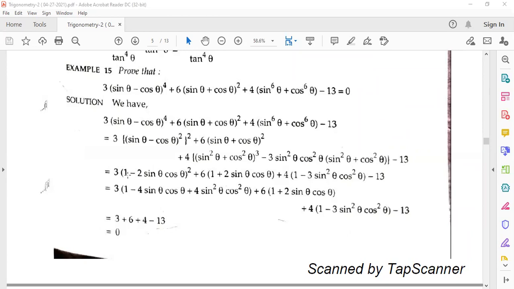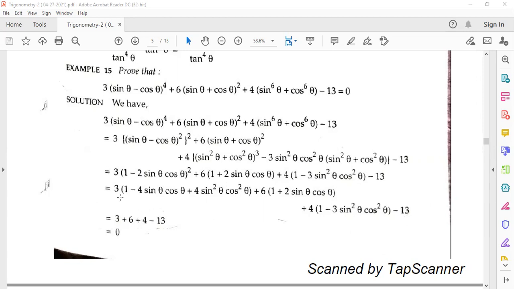So a square, that is 1 square, that is 1 minus 2 into ab, 2 into 1 into 2 sin theta cos theta, that means 4 sin theta cos theta, plus b square means 2 sin theta cos theta whole square, that is 4 sin square theta cos square theta, that is written here, plus 6 into this part remains unchanged and 3 into this part remains unchanged minus 13.